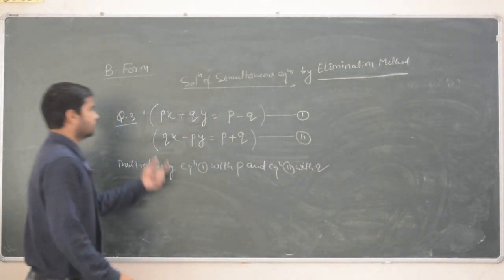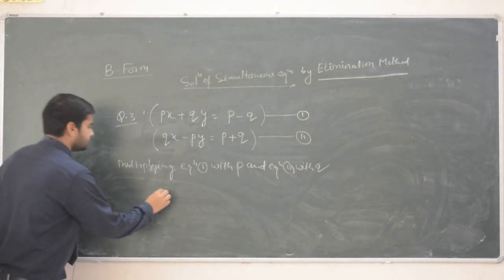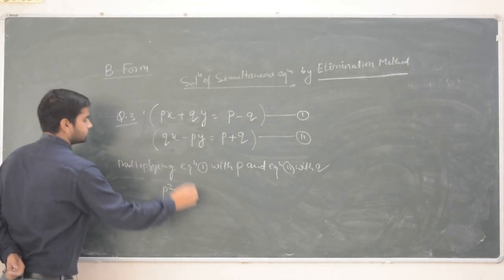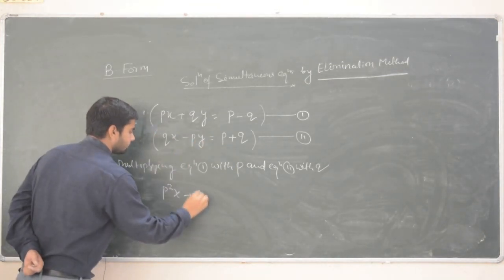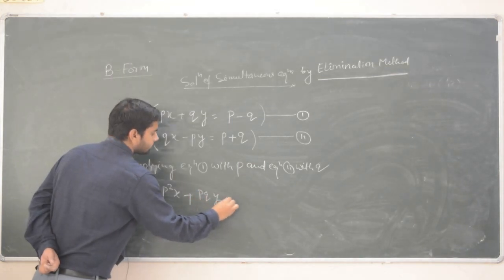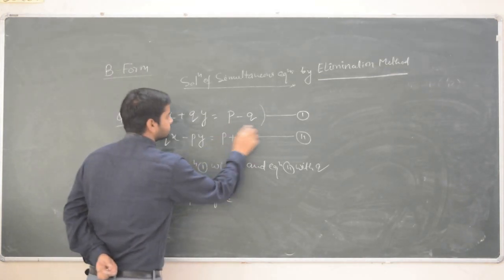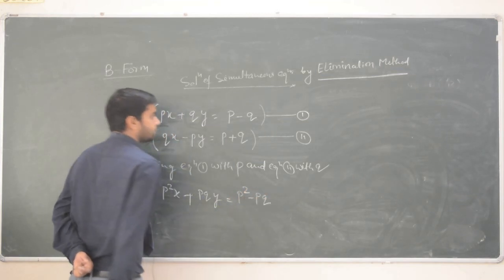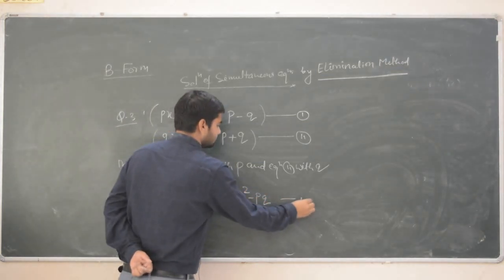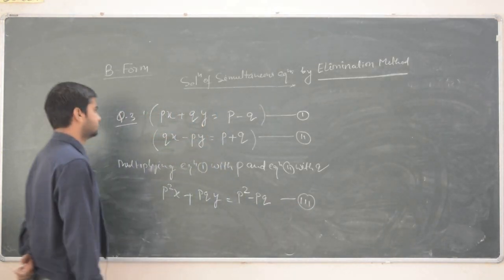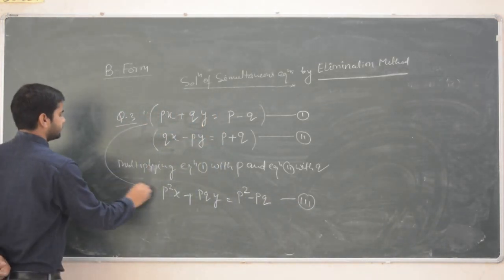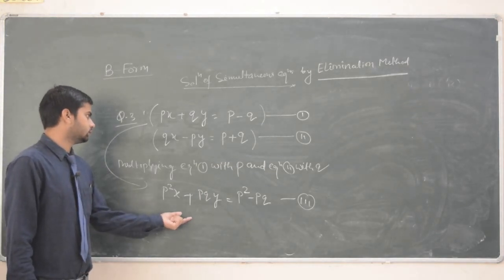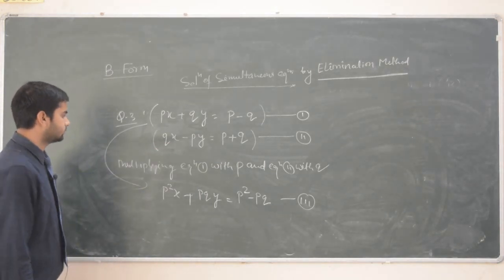Multiplying equation 1 with p will make it p square x, p into q will make pqy, equal to p into p minus q, which gives p square minus pq. Suppose this expression is the third equation, which is nothing but the transformed equation of equation 1. So equation 1 is transformed into equation 3 when we multiply it with p.